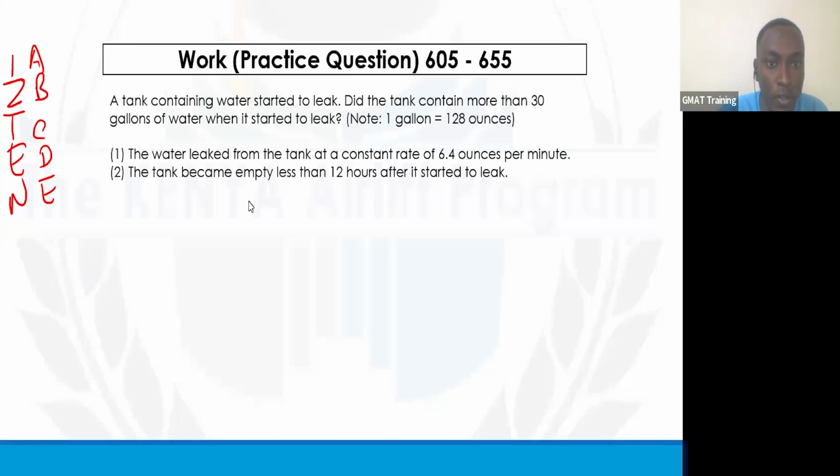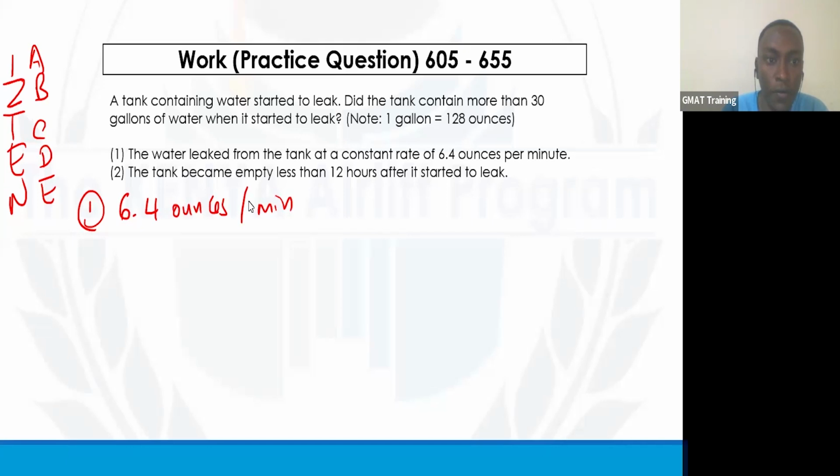Statement 1. Did the tank contain more than 30 gallons of water when it started to leak? Yes or no, we have to be confident about it and see how these statements portray themselves. The water leaked from the tank at a constant rate of 6.4 ounces per minute. So how long did it leak, for us to determine if the tank contained more than 30 gallons of water?